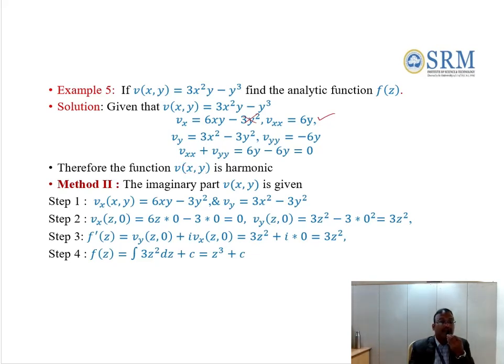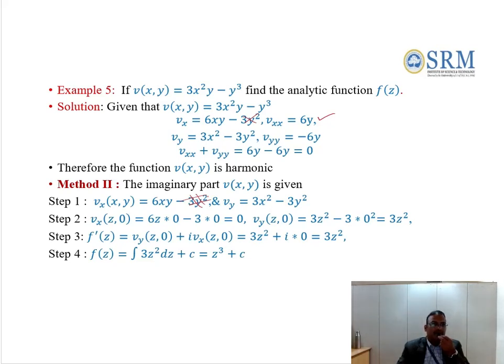So the imaginary part of the analytic function is given, therefore we have to apply method 2. What is method 2? There are 4 steps. First step is calculate Vx, Vy, and then substitute x equal to z, y equal to 0. Then you put it in the formula. What is f dash of z? It is Vy of (z, 0) plus i into Vx of (z, 0). Okay. Then you integrate, that gives the required analytic function.